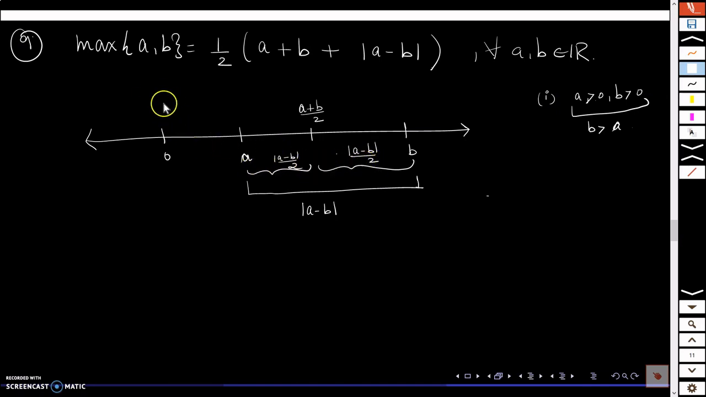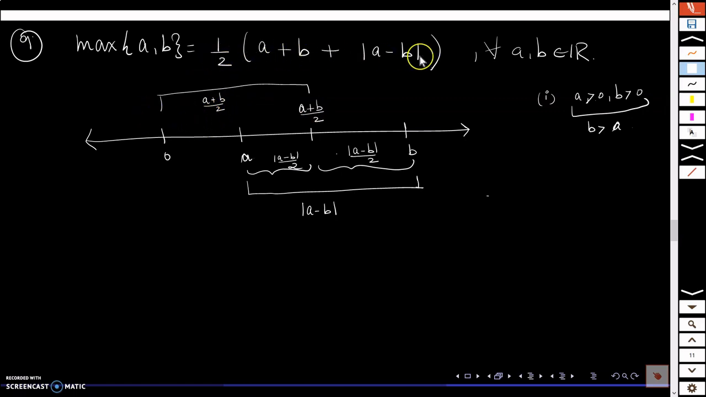And if I look at the distance from 0 to this point, (a plus b) by 2, this distance is nothing but (a plus b) by 2. Actually the absolute value of that, but that turns out to be this only. So it's this point minus 0, that will give you (a plus b) by 2.